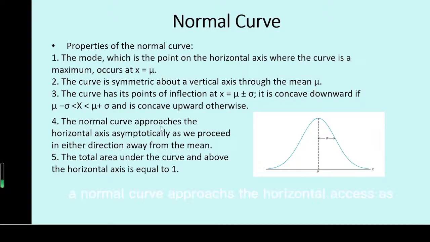A normal curve approaches the horizontal axis asymptotically as we proceed in either direction away from the mean. So usually outside of mu minus 3 sigma, the density is very low, approaching 0, and the total area under the curve is 1. This applies to any other continuous density, right?